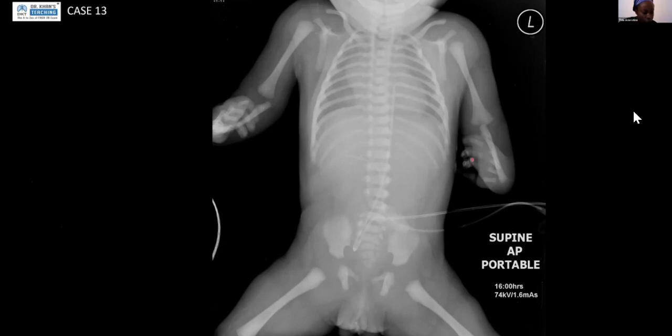T is for tracheoesophageal fistula. On this, we can see that there's no evidence of bowel gas in the abdomen or the stomach. There's no gas in the stomach, so there's no obvious fistula in this patient. E is for esophageal atresia. It should be O, but it's an E because it's the American spelling. Here we can see a Replogle tube in the proximal esophagus in keeping with an esophageal atresia.